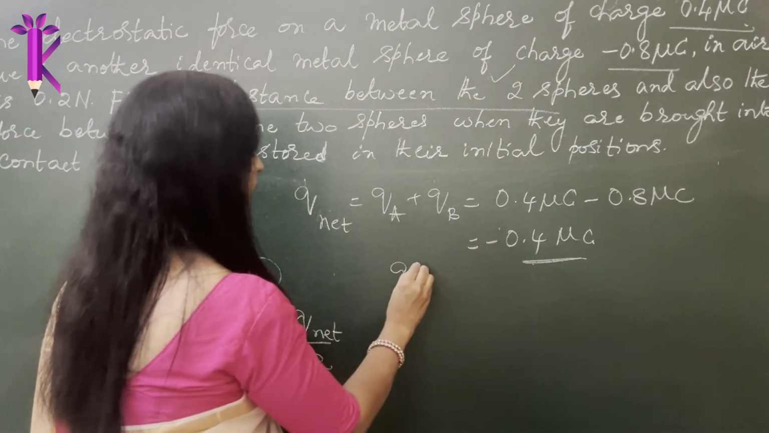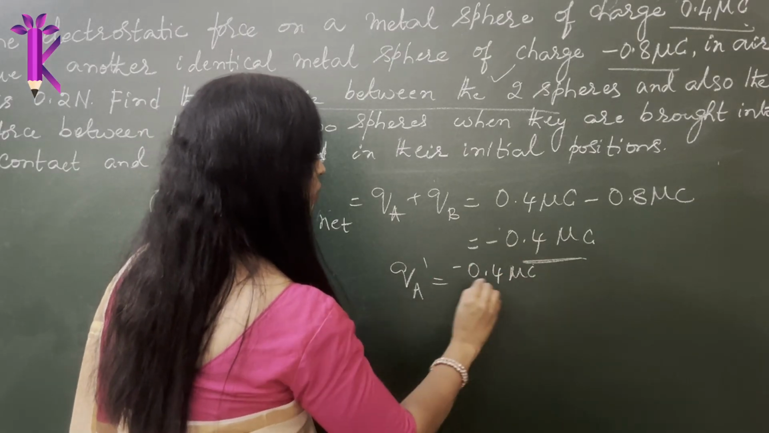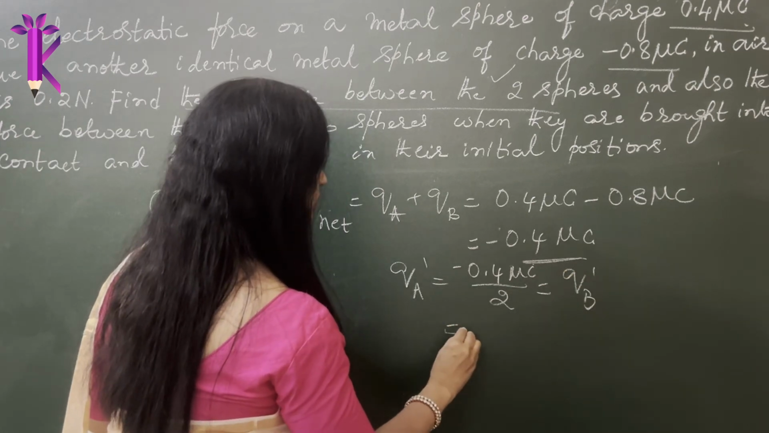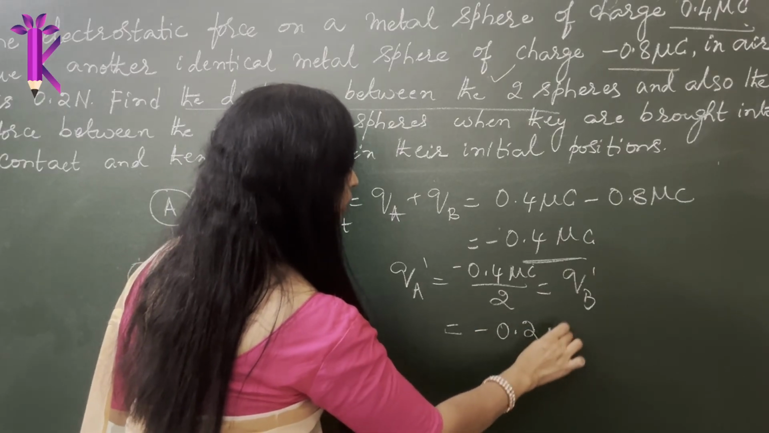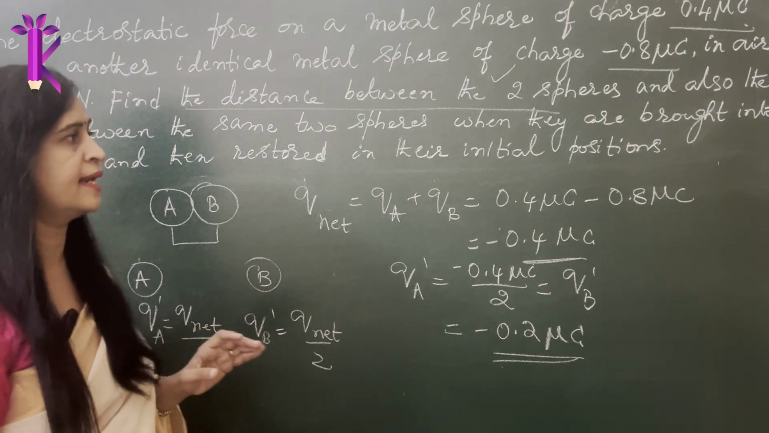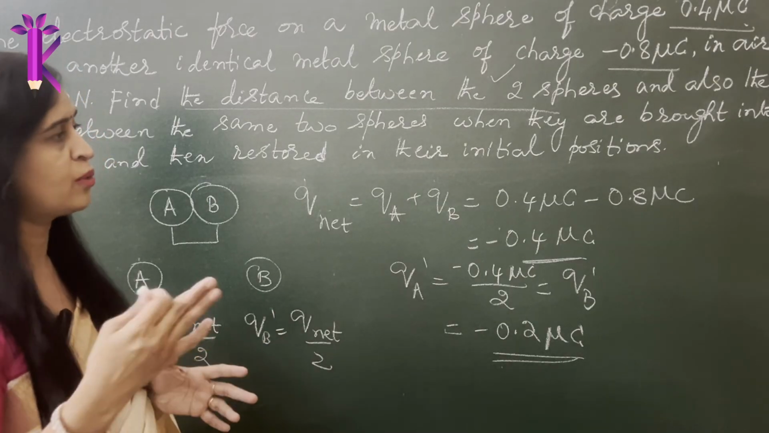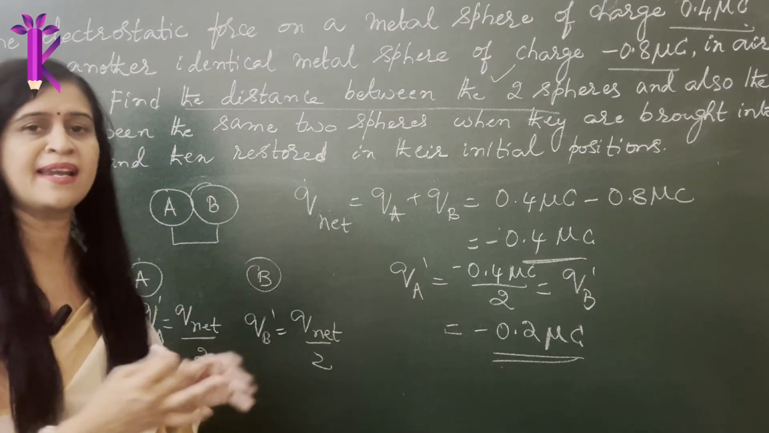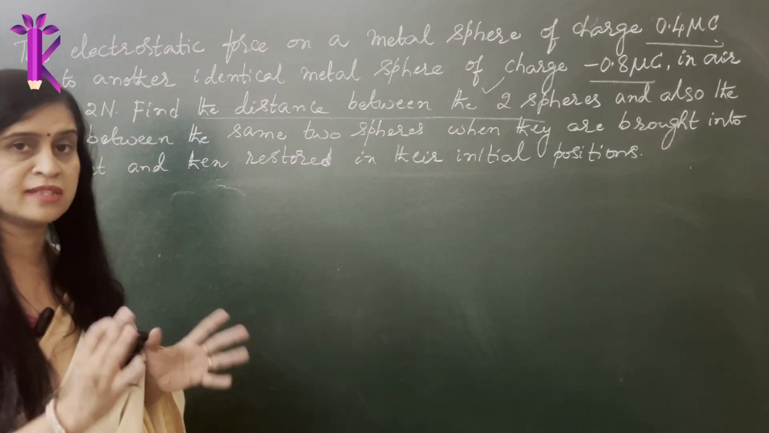So what will be QA dash? QA dash now will be the net charge, which is minus 0.4 microcoulomb divided by 2. This is also the charge on B. So both the charges are equal to minus 0.2 microcoulomb. So using this and the distance of separation, which we have already calculated, because now they are brought back to their initial position, which means they are now separated by 12 into 10 power minus 2 meter or 12 centimeter. Now use these values and figure out the value of F. I hope you were able to try it out. If not, here's the reveal.